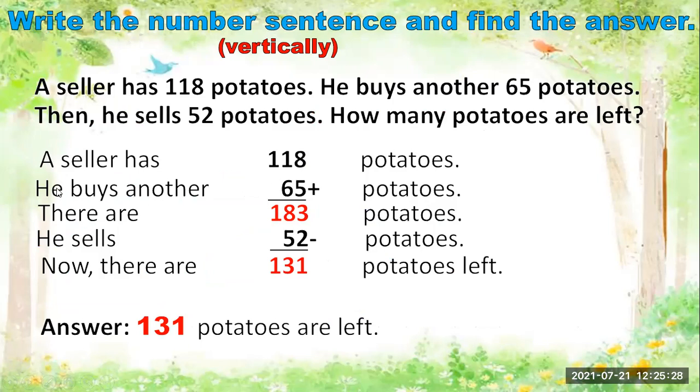As you can see here, we add the two numbers, the potatoes the seller has, and then the number of potatoes that he bought. So the total is 183. And then he sells 52 potatoes. So the seller has 131 potatoes left. Okay, this is the first example.